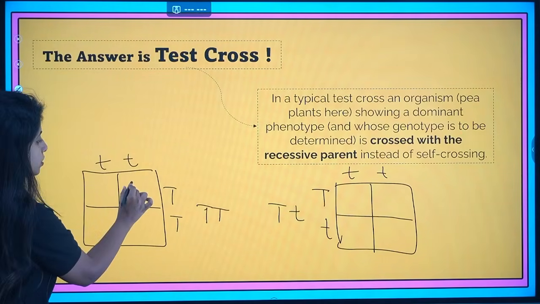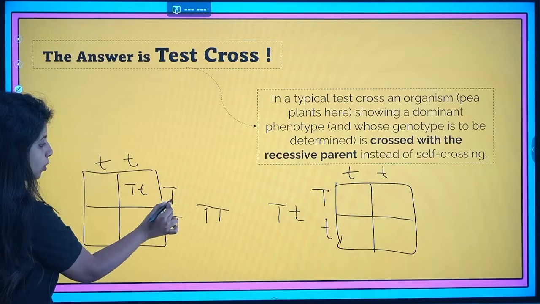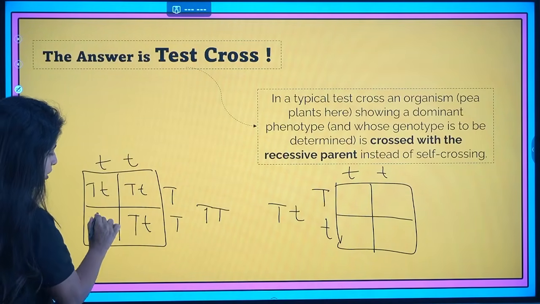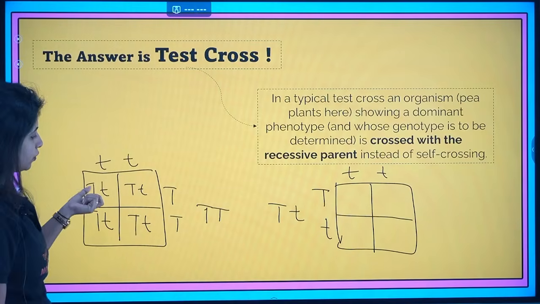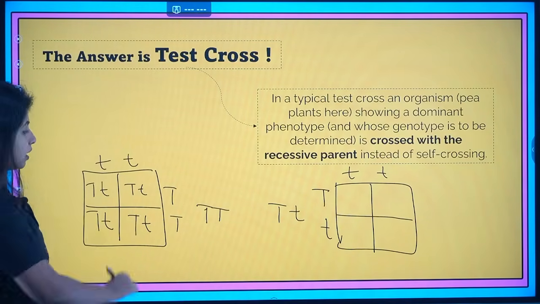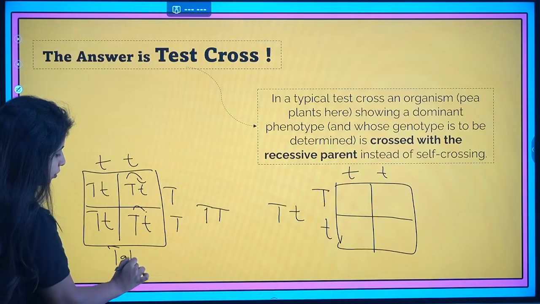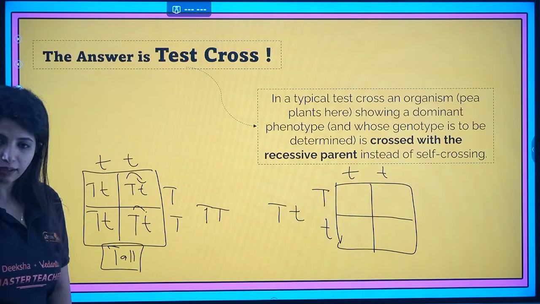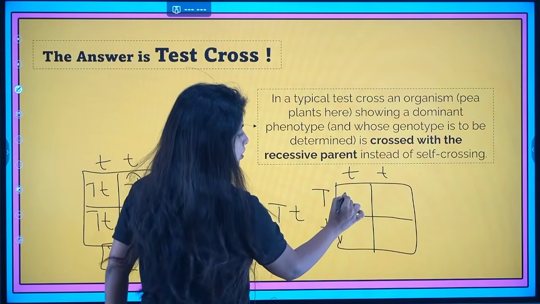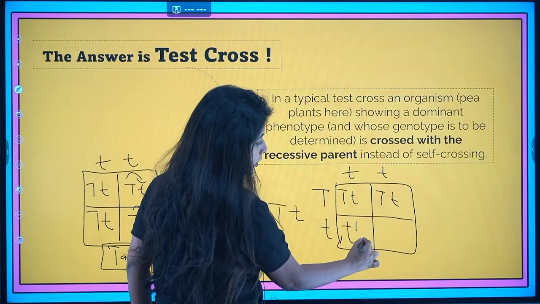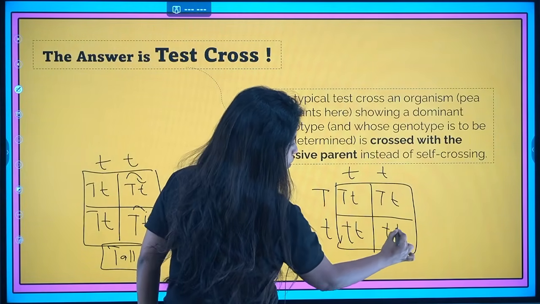When you cross this with this, you get capital T, small t. Here also capital T, small t. Here also capital T, small t. Here also capital T, small t. What do you observe? Everywhere you have one capital T. That means all of them are going to dominate over the other, and all the plants are going to be tall. Okay, fine. What about this? I do this capital T, small t, capital T, small t. When this and this is crossed, small t, small t. When this and this is crossed, you get small t, small t.